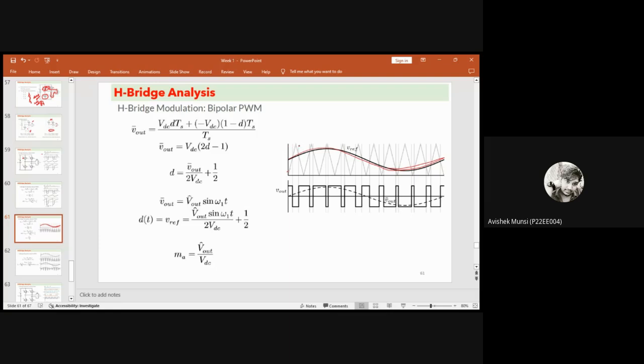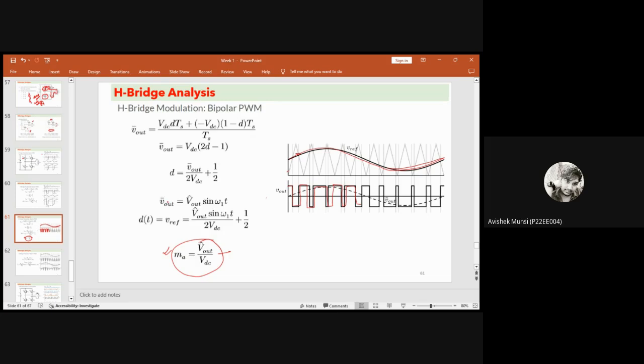The logic is that whenever the reference signal is greater than the modulating signal, then the switch will turn on, right? This is how the pulses are formed which you give to the switches, and in this way the switches are turned on and off to behave as a converter. So this is basically bipolar. We apply it in inverter cases. Okay, this is the modulation index, the output voltage divided by the reference DC voltage.